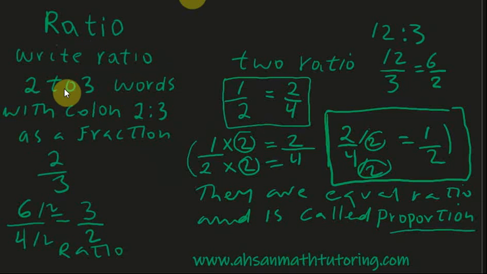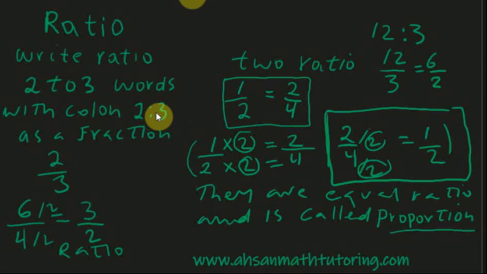So you can say 2 to 3. That's how you write 2 over 3 as words: 2 to 3. But in the mathematical way, you write a colon in between, so this is the ratio 2 to 3, written 2 colon 3. You don't say the colon, you say 2 to 3, but this is how you write the colon inside the 2 and 3. As a fraction, it will be 2 over 3. This is the fraction way.